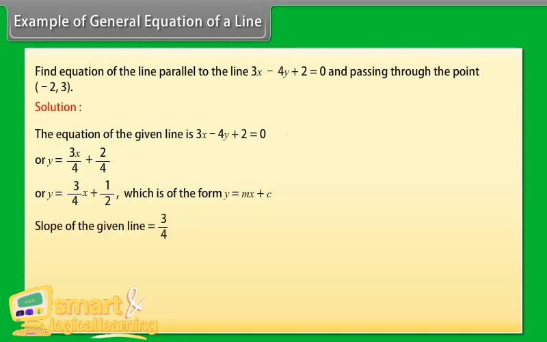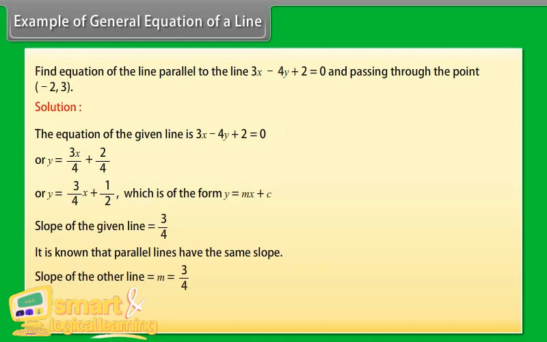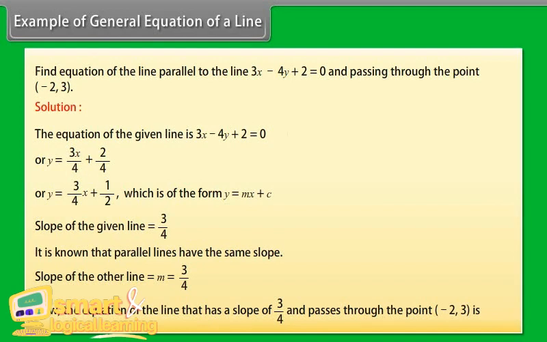Slope of the given line is 3/4. It is known that parallel lines have the same slope. Slope of the other line, that is m, is equal to 3/4. Now the equation of the line that has a slope of 3/4 and passes through the point (-2, 3) is 3x - 4y + 18 = 0.